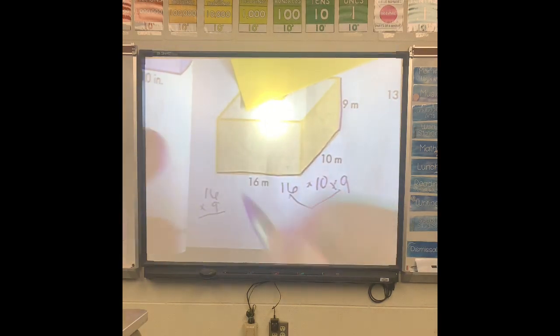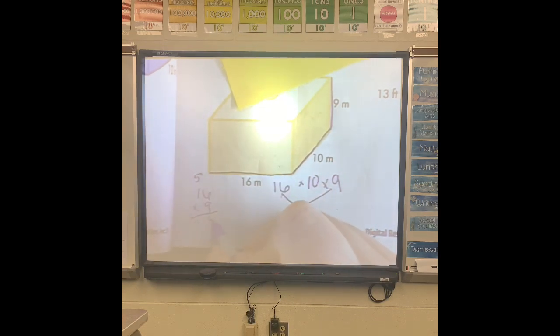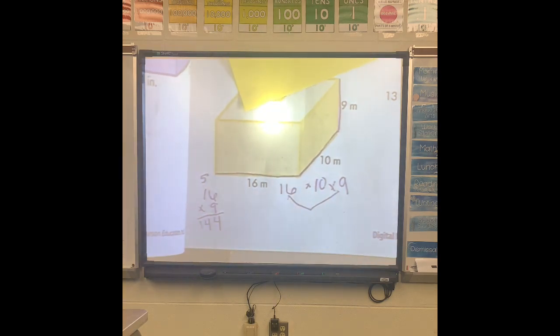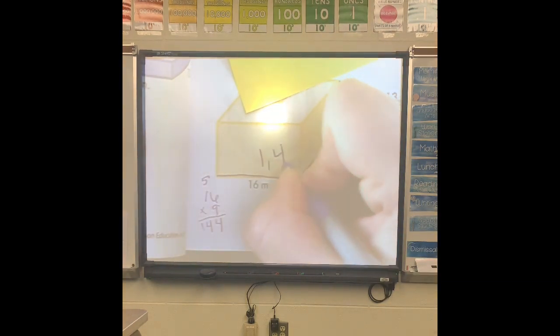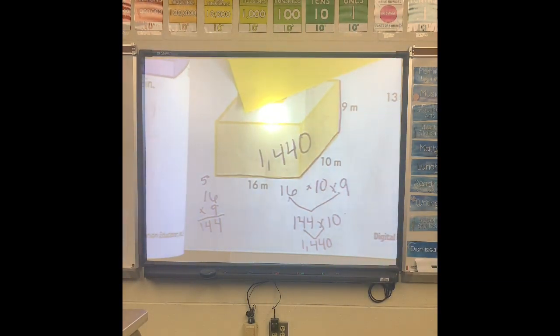So 9 times 6 is 54. 9 times 1 is 9, and then plus 5 is 14. So I have 144 times 10. So I know that that's just 1,440. 1,440 for this bottom shape.